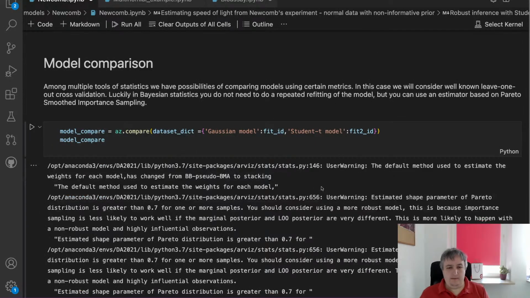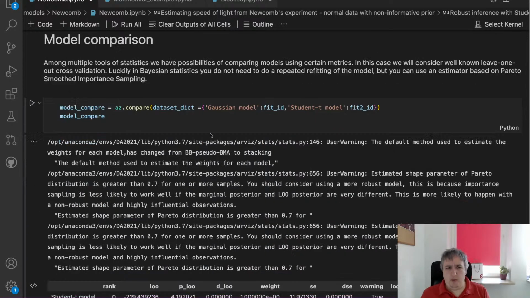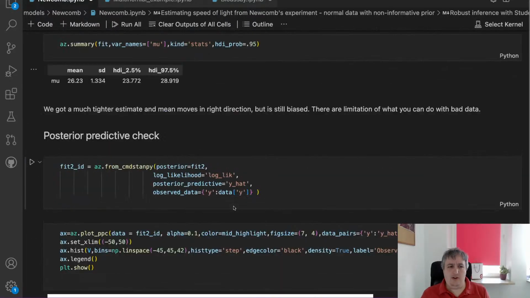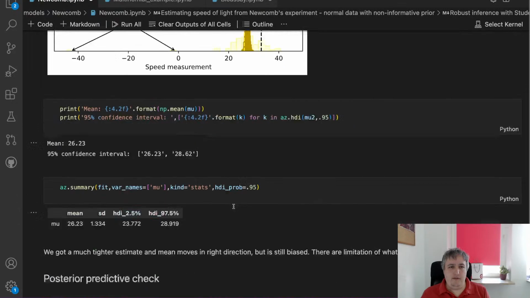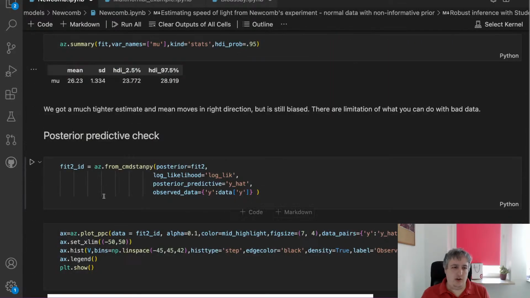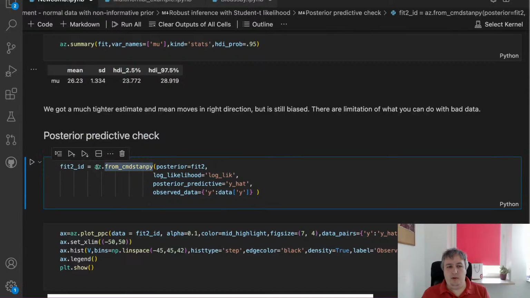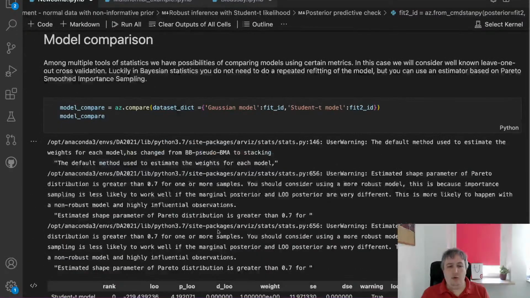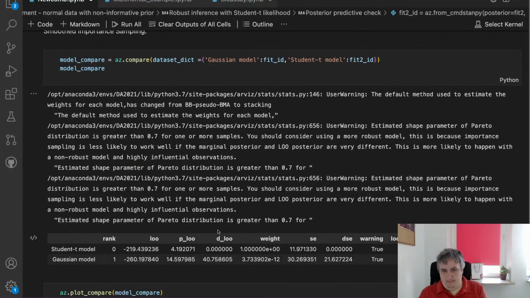What is important when we compare those models? We of course have to use the ArviZ structure of inference data, which is being created here from CmdStanPy. We are using the ArviZ function from CmdStanPy when we need to just assign appropriate value names, what is what, in order to, for example, generate such plots and also to perform the model comparison.